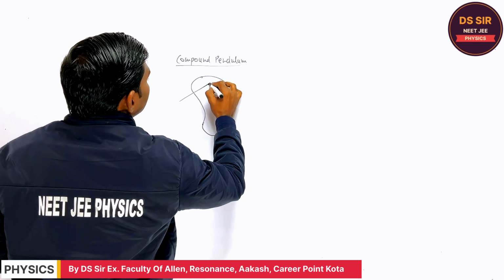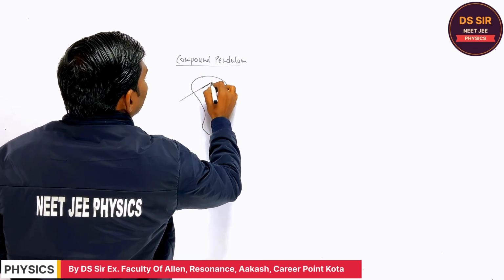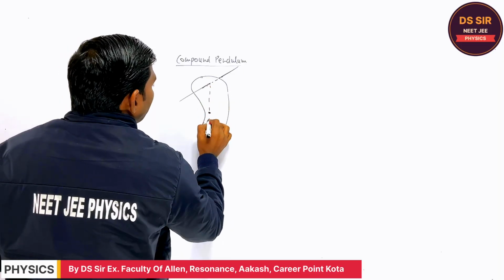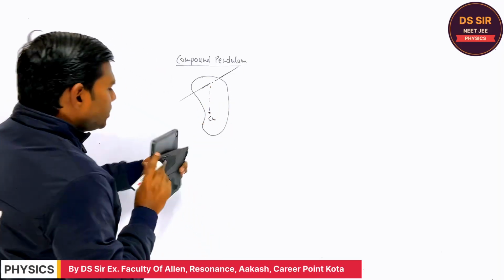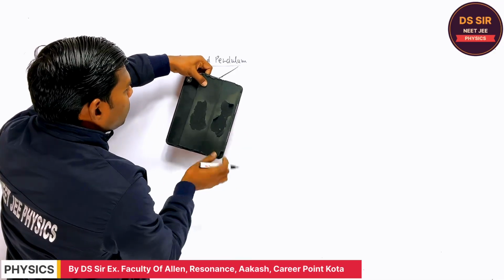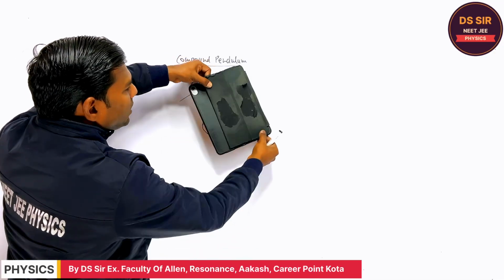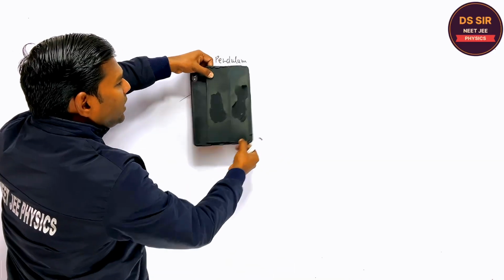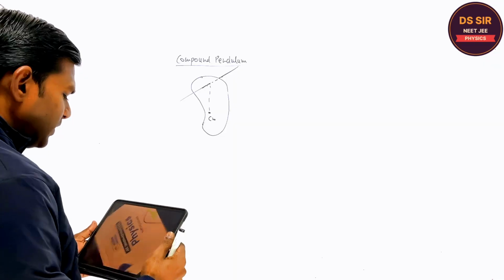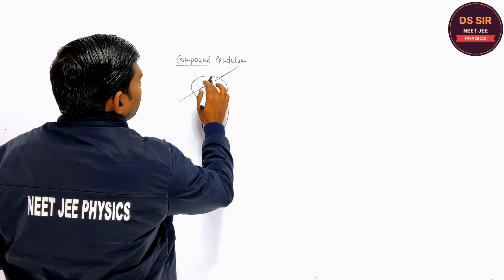This axis is horizontal and passing through this point, and its center of mass is over here. The rigid body is hanging like this. If you give a small displacement, then it will start oscillating like this. This type of system is called the compound pendulum.